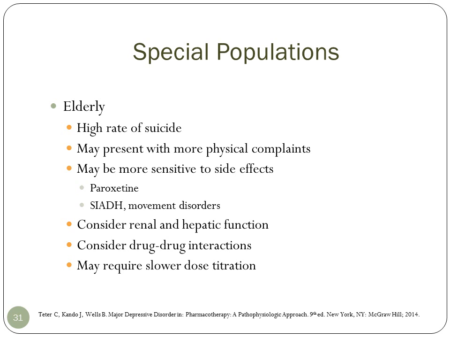They also may be more sensitive to side effects. We talked about paroxetine maybe not being ideal in our elderly patients due to those anticholinergic side effects. The elderly are more at risk for SIADH as well as movement disorders with the antidepressants. You also want to consider renal and hepatic function in this patient population, as it's often decreased as we age. Elderly patients are usually on more medications, so we have to be cognizant of those drug-drug interactions. And then you may need to do a slower dose titration in this patient population to help prevent some of those side effects.